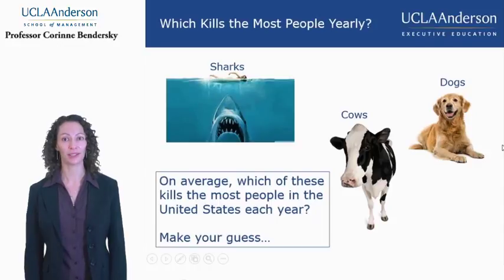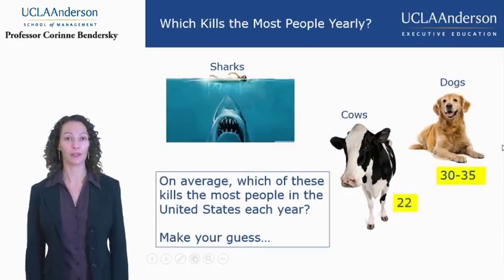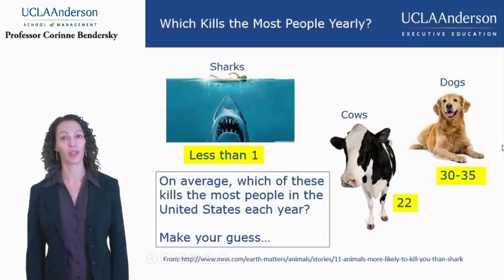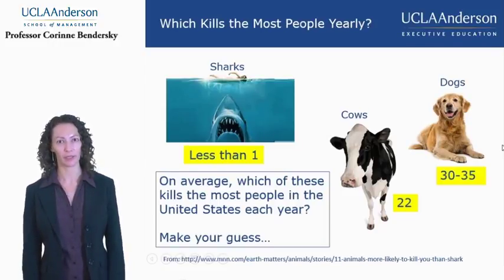Well, you might be surprised to learn that dogs kill 30 to 35 people a year in the US, cows kill 22, sharks kill less than 1. Most of us, however, believe and expect that sharks are much more deadly than cows or dogs. Why is this? Well, this is because of the availability bias.